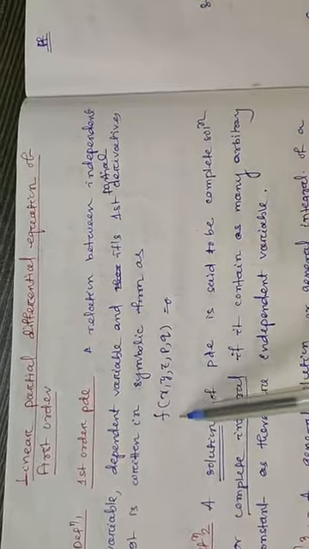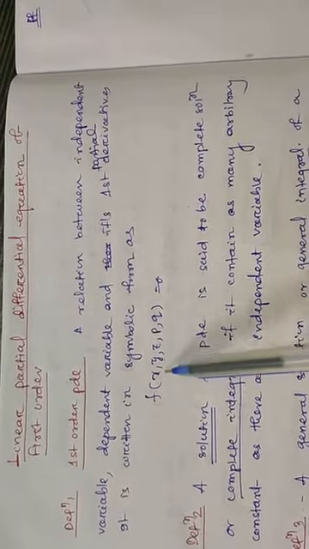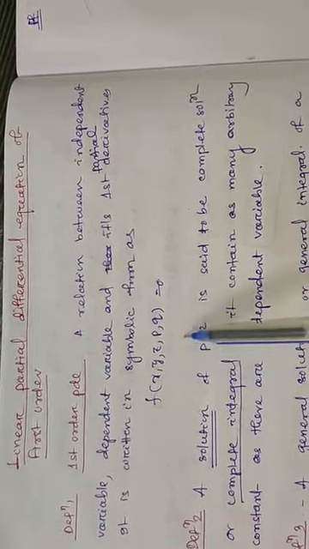What is the solution of a PDE? A solution of a PDE, also called a complete integral, is one that contains as many arbitrary constants as there are independent variables. If there are two independent variables, suppose we have a function z is equal to f of x, y, then in the complete integral we have two arbitrary constants.